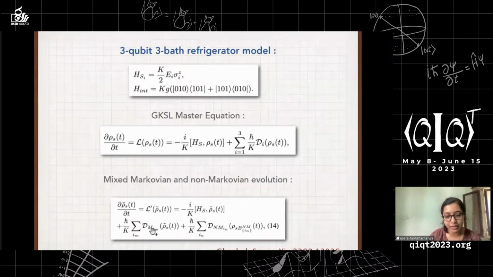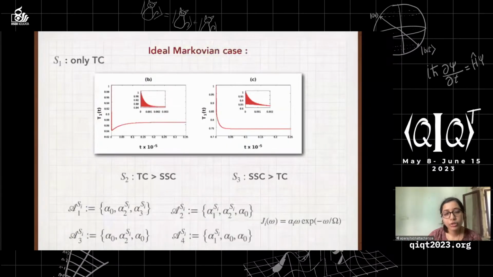So this is a modified master equation for mixed Markovian and non-Markovian dynamics. Here, this D_M is the dissipative part for the Markovian dynamics, and this D_NM is the dissipative part for the non-Markovian dynamics. And this i_M denotes the ith Markovian path, and this i_N denotes the ith non-Markovian path. So, this is our first result.